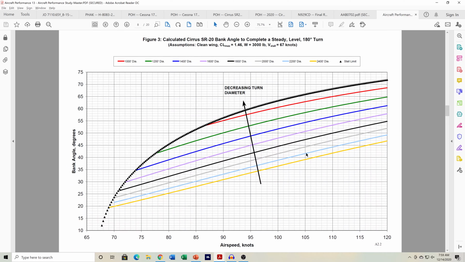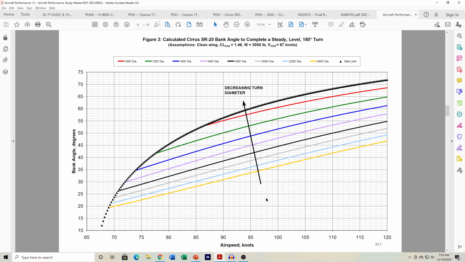Okay, now this one is a calculated Cirrus SR20 bank angle to complete a steady level turn, okay, 180-degree turn, sorry. Some basic assumptions of what the coefficient of lift max would be, what the weight was, what the stall speed is, and so on. Let's kind of unpack this, and I know that this was being used for this particular accident, okay, but let's try to apply it to what we're talking about here.